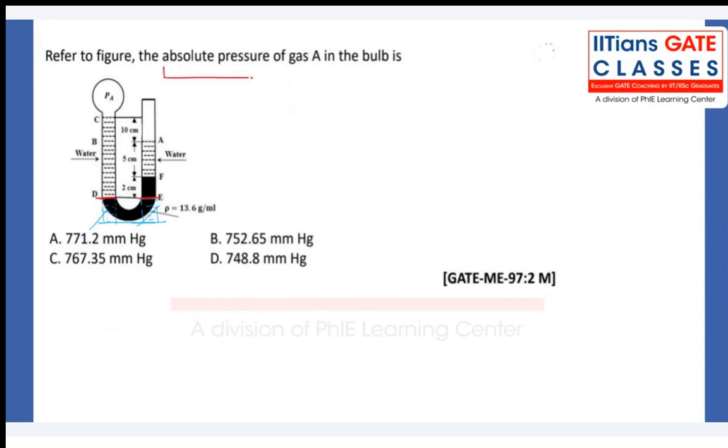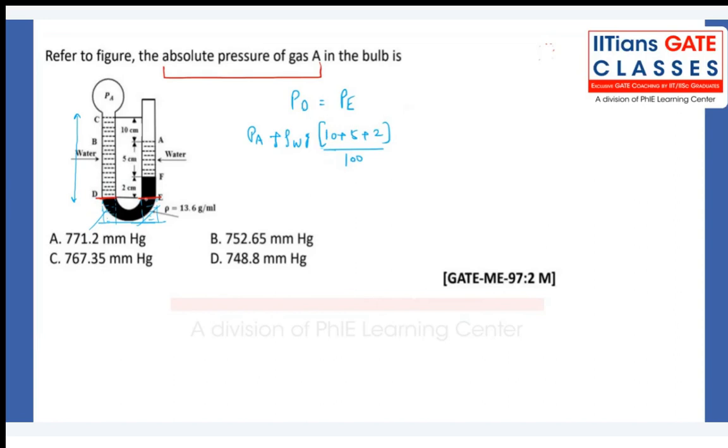They are asking what is the absolute pressure of the gas A. Let's calculate, right? Now, what can we do? Pressure at point D has to be equal to pressure at point E. What is the pressure at point D? PA plus, what is the height of the liquid till this part? Rho of water, g, into what is the height? The total height will be 10 plus 5 plus 2, divided by 100. Why divided by 100? Centimeter to meter. You should convert everything to meters first of all, right?